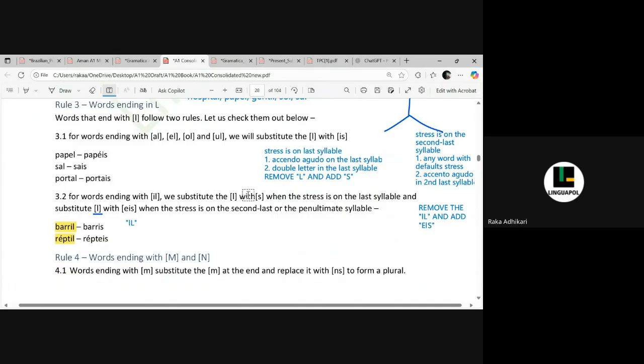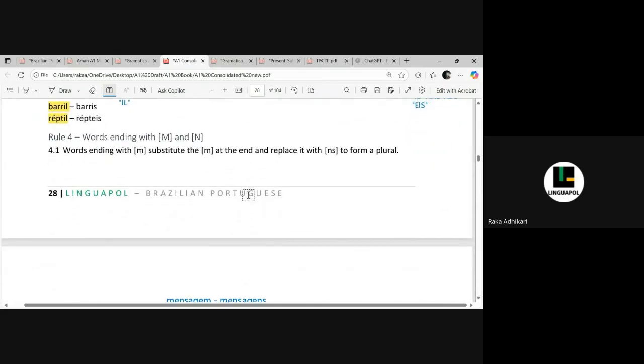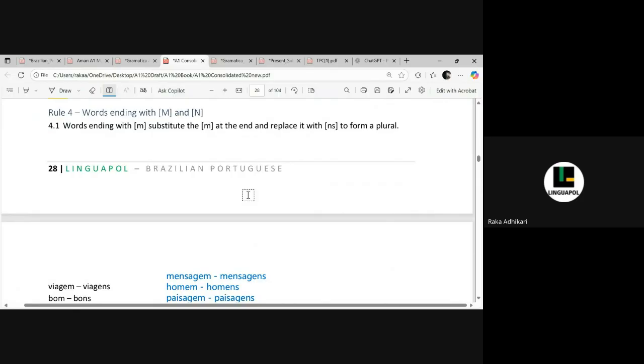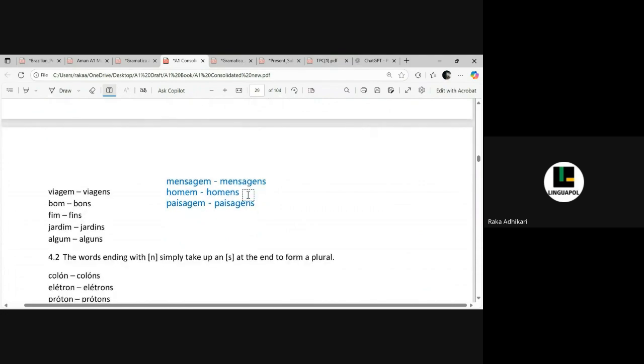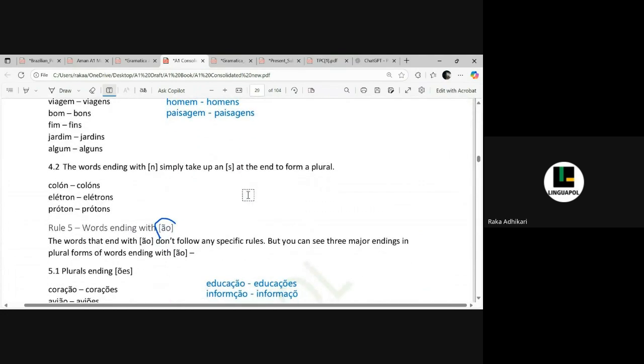Then we talked about words ending with M and N. For the words that end in M, we remove the letter M from the ending and we add NS. For example, mensagem becomes mensagens. Then words that already have N at the end, we simply add S to make it plural. Colon, colons.